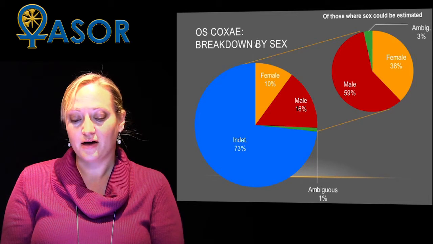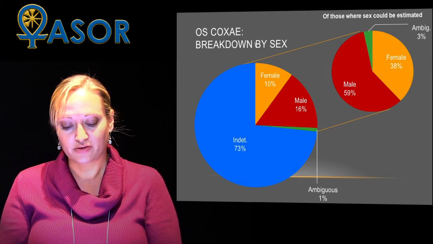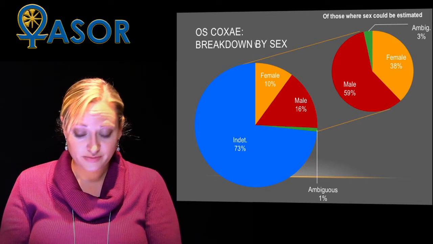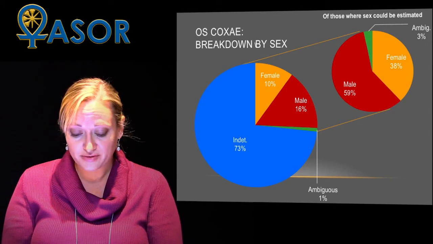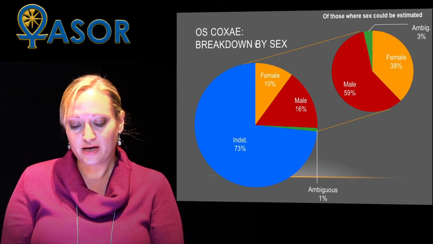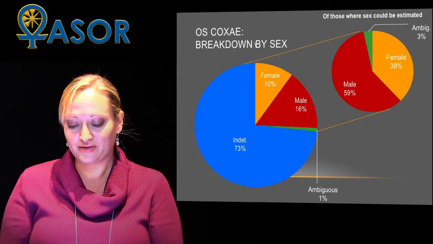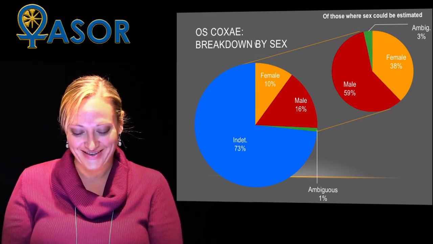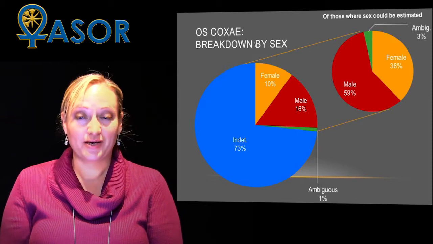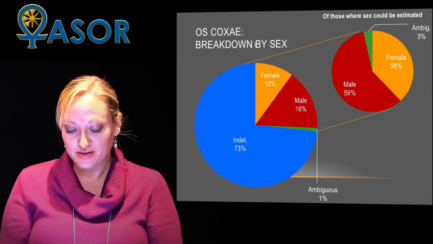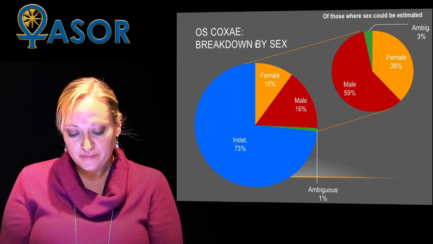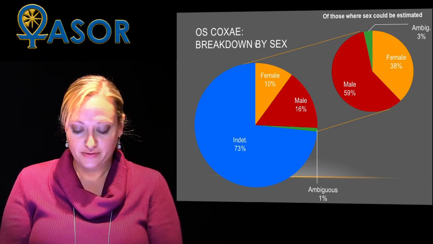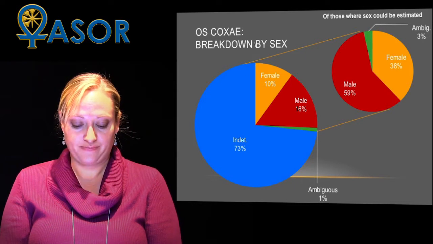Looking at the os coxa breakdown by sex, another sexually dimorphic element is the os coxa, or pelvis. The ischial surface of the acetabulum provided the highest MNI for this element. This was broken down by sex into 11 females, making up 38% of the sexable elements, 17 males, making up 59% of the sexable elements, and 1 ambiguous individual, making up 3%.